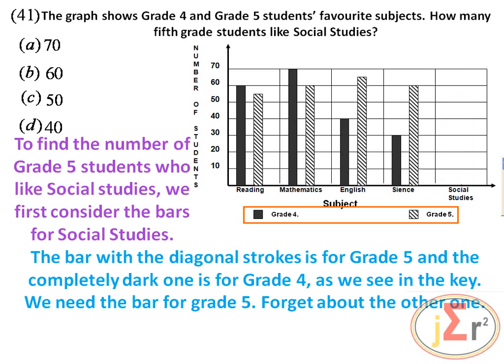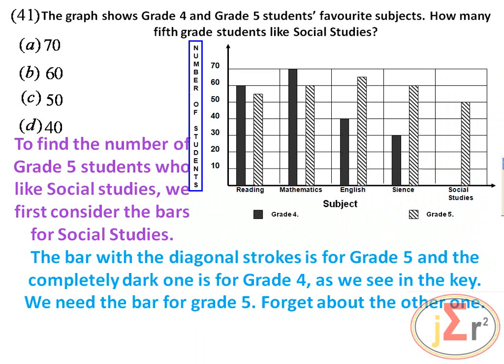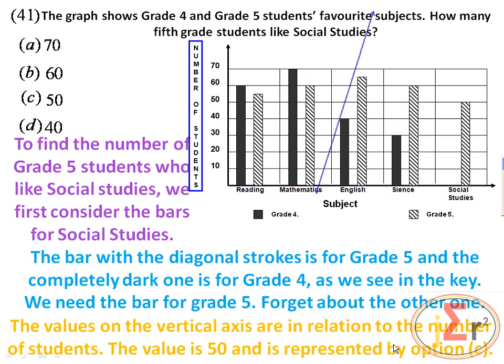So how many 5th grade students like social studies? So we will focus on the grade 5 and we may forget about the grade 4. And Jerry is saying that it is 50. So we have over there, and we are highlighting that caption right there that says number of students. That means the vertical axis on the left-hand side is in reference to the number of students. So if we are attempting to find the number of students, it will have to be in relation to this axis. So we need to measure the number of students according to the axis that we have there. The values on the vertical axis are in relation to the number of students.